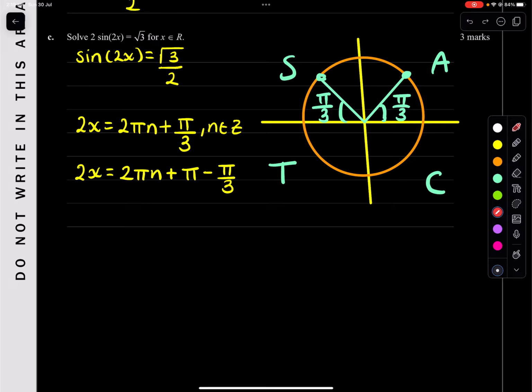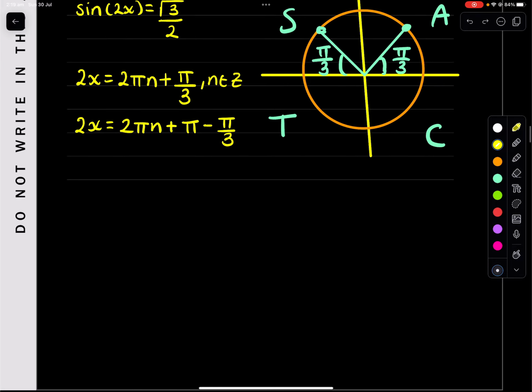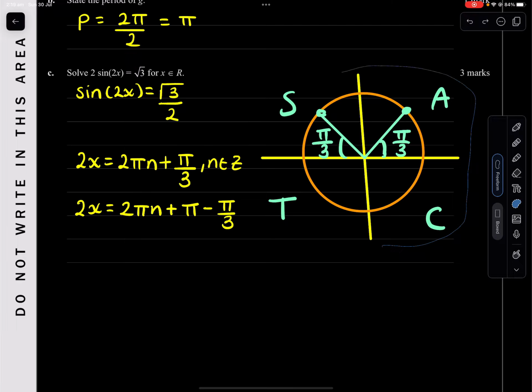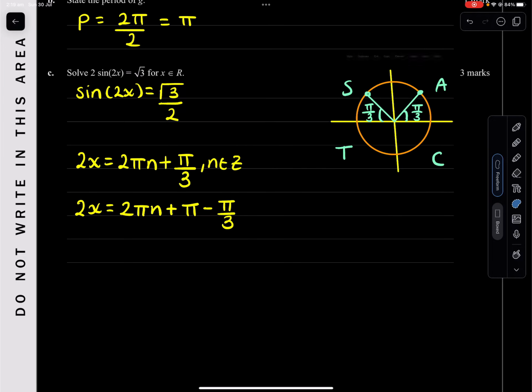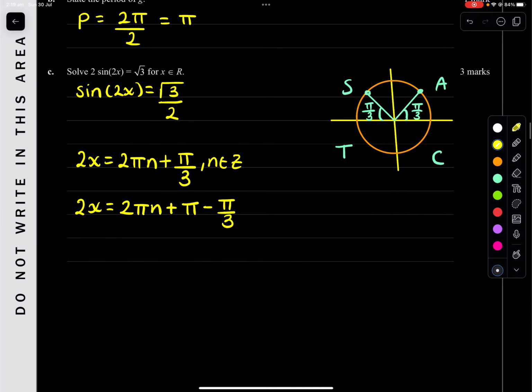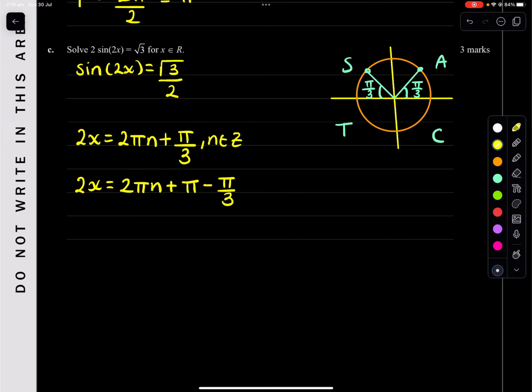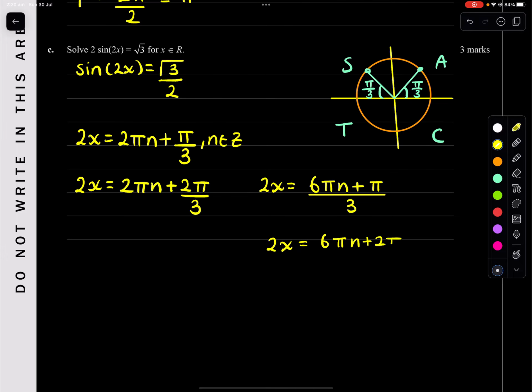So now I'm just going to simplify them. Let me just put it over here. So this one over here can be written as 2 pi on 3. And both equations can be written as 2x. So the first one can be written as 6 pi n plus pi all over 3. And your second equation can be written as 6 pi n plus 2 pi all over 3.